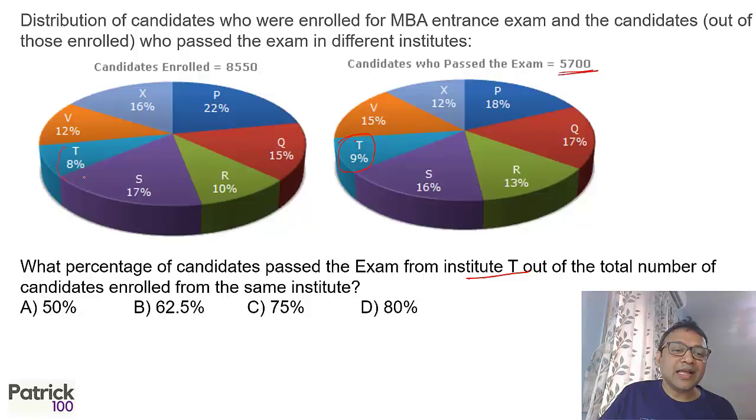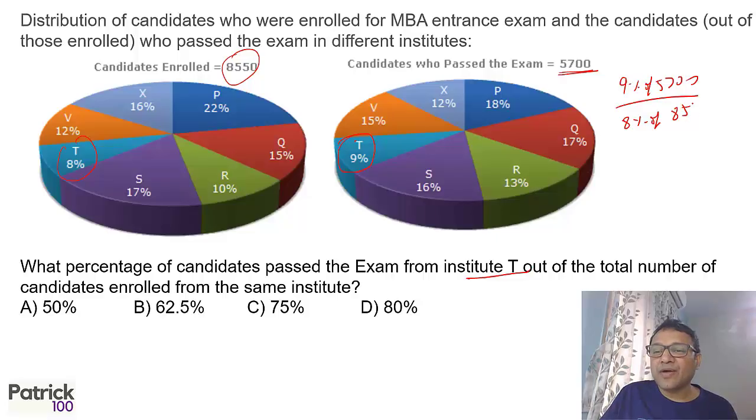And out here, how many enrolled? 8% of 8550. So if you look at 9% of 5,700 passed out of 8% of 8550, the 00 gets cut. If you look at it, 57 goes in 19. So let me just check. 855 goes in 19. Look at 19: 4 fives are 20, 4 nines are 36, 95. So it is 30 upon 45, or 2 upon 3.